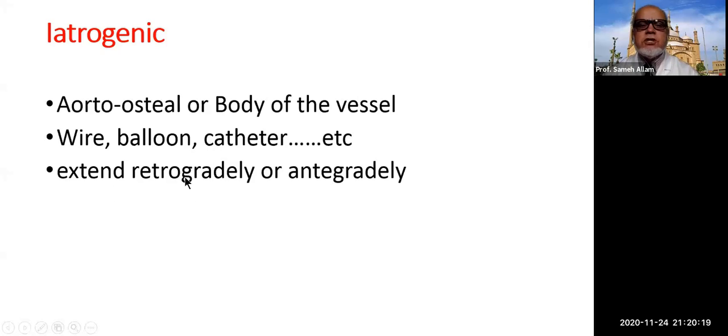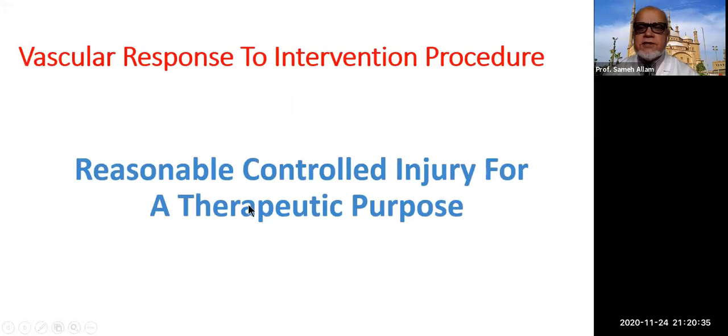If it extends retrogradely, it involves the proximal segments. If it is in the ostia of the blood vessel, it will involve the aorto-ostial. If it spreads or extends antegradely, it involves the main branches of the target vessel.